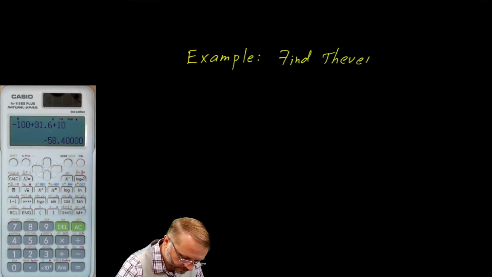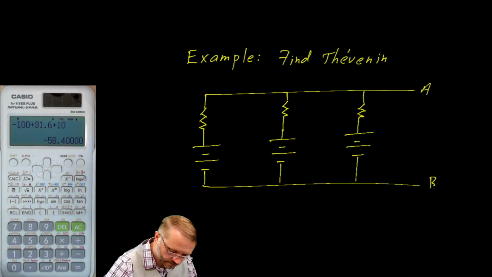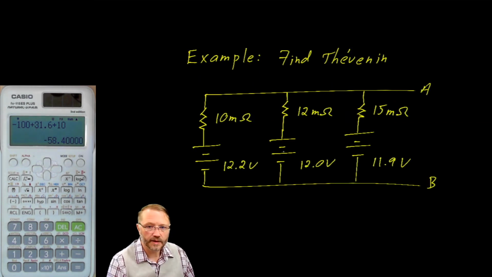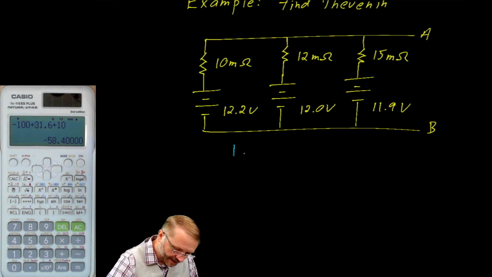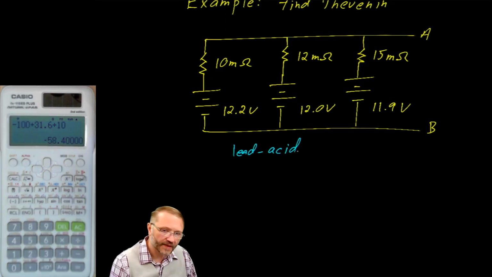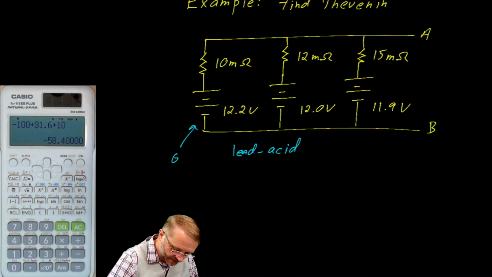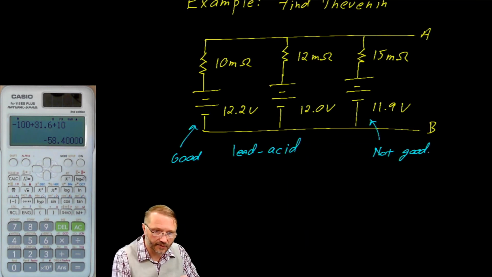Another problem. You are looking at a circuit with 3 batteries. These are lead acid batteries, and they are in various states of charge. This one here has a good happy charge on it. This one, not so much. Still, we've taken all 3 batteries and we've put them together on one common grid.